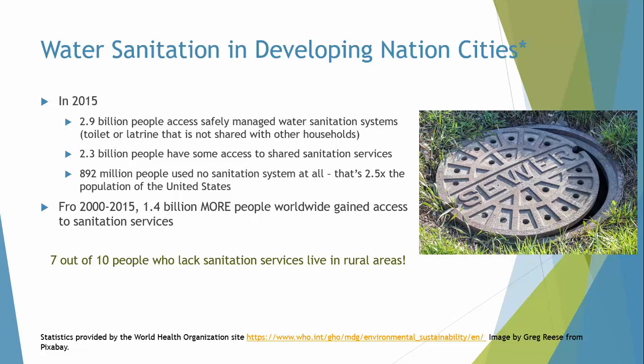And so, that doesn't sound as big because it's millions versus billions, but I want you to think about the fact that that's about 2.5 times the population of the United States. So it's still a huge number of people. And a lot of these people that don't have access to sanitation systems are people that are living in rural areas. And again, that's another part of the reason that people are moving to urban centers, because they think they'll have better access to some of these services.